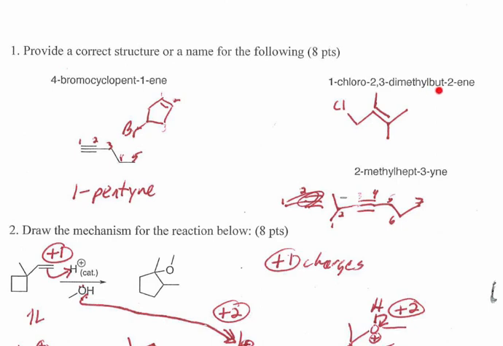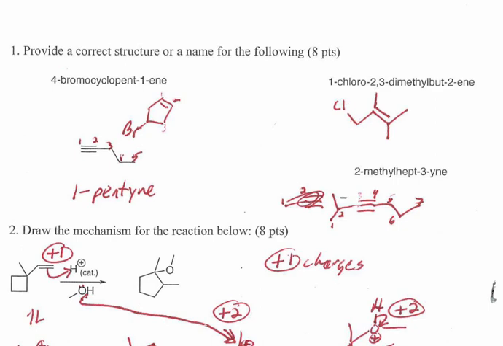Parent name here, butene, 2-ene. So draw 1, 2, 3, 4. 2, 3 dimethyl. So 2 methyls, carbon 2 and carbon 3 are where they're located, and then 1 chloro on carbon 1.